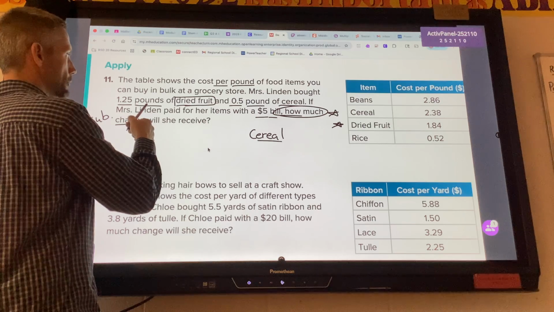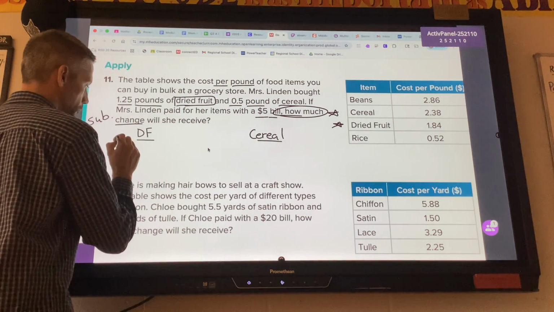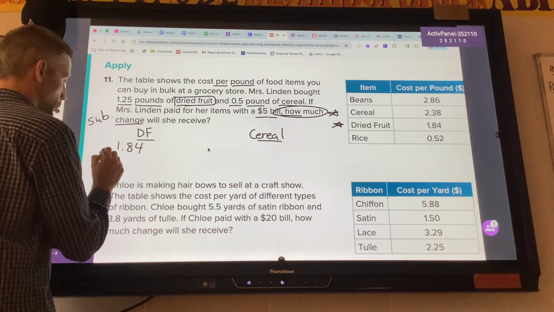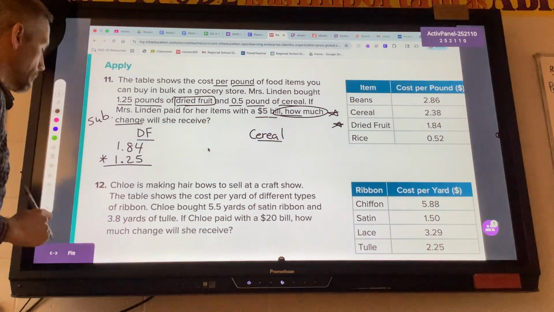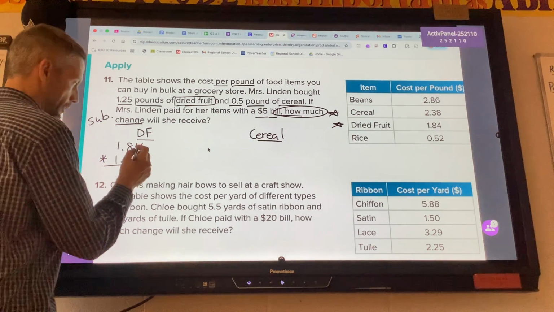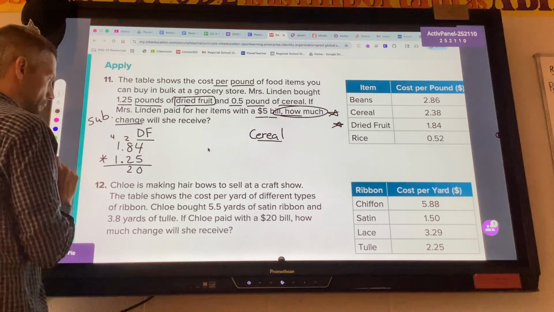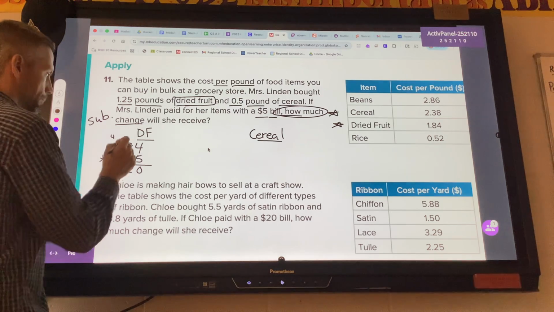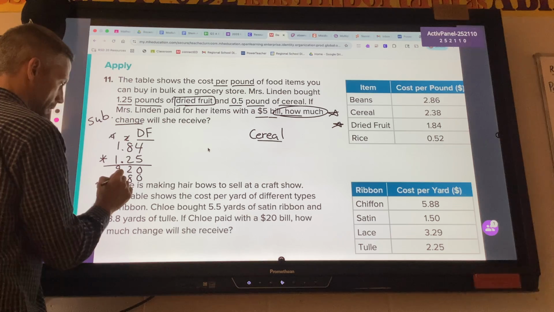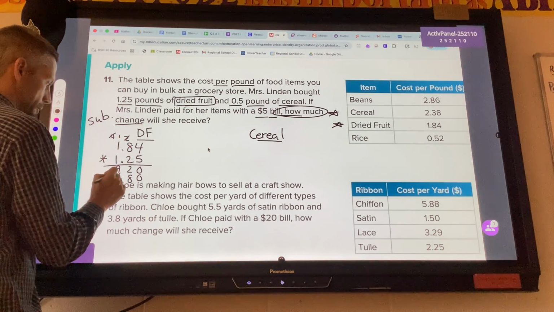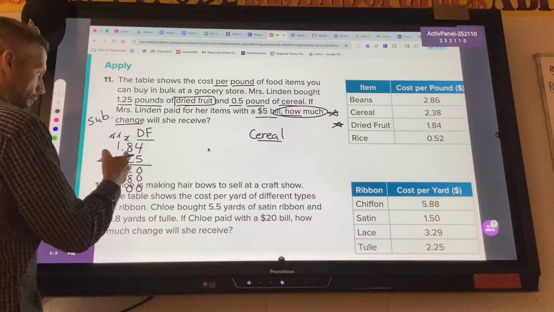So we're looking at 1.25 pounds of dried fruit, and dried fruit is $1.84. So if I do $1.84 times 1.25, I'm going to run out of room here because I need 3 lines, and this is going to be almost impossible to fit. All right, but I think I can do it. That's going to be 20, 40, and 42. 5 times 1 is 5, plus 4 is 9. Cross this out. I'm going to drop a 0. That's going to be 8, 16. 2 times 1 is 2, plus 1 is 3. I'm going to cross that out. I'm going to drop 2 zeros. I know it's hard to see, but we're going to keep going.